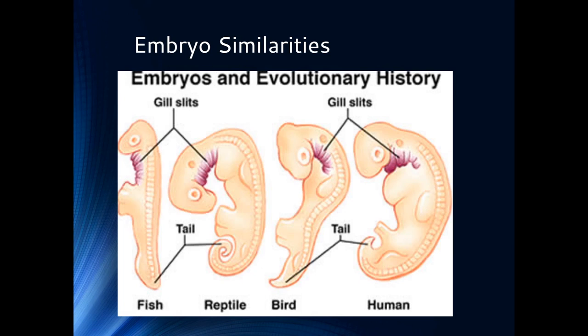So again, you can see in the fish, the reptile, the birds, and humans, there's gill slits, something that we all have in common. However, not all of these organisms retain them into maturity. So again, these are just remnants or vestigial structures still within the embryo.